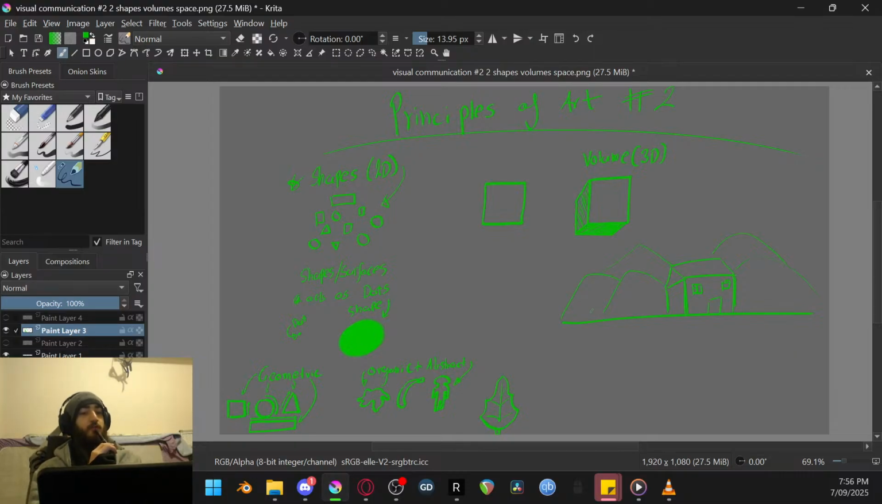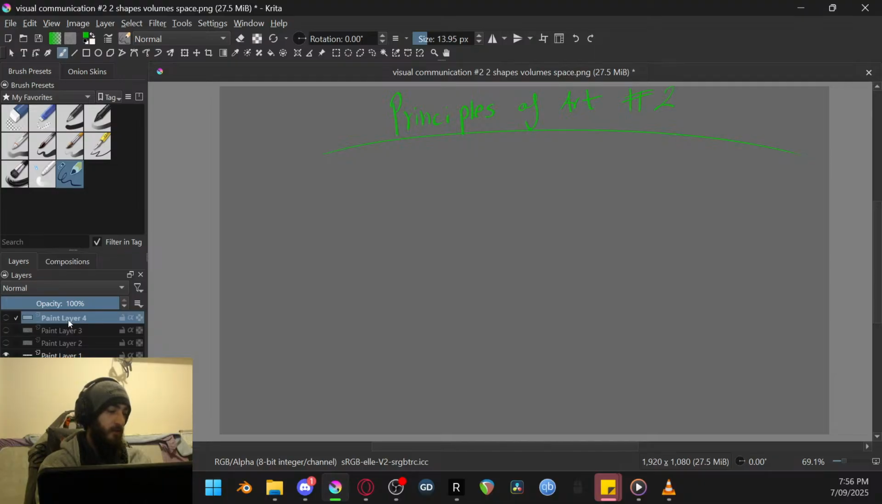The next thing is volumes. It is the perception of volume in space, where we're putting flat instances together to make the illusion of mass. I'm not really going to explain that much, but that's fine.